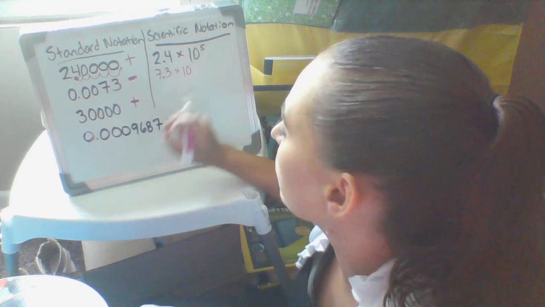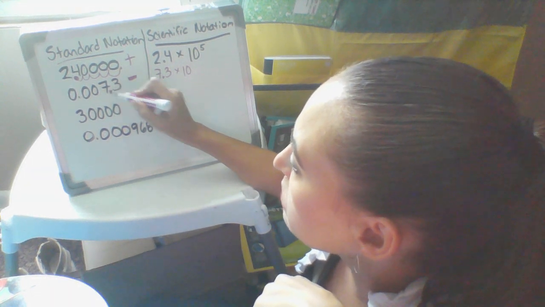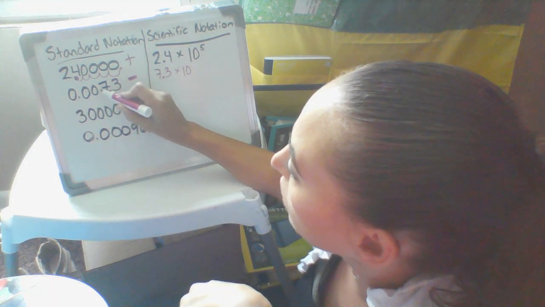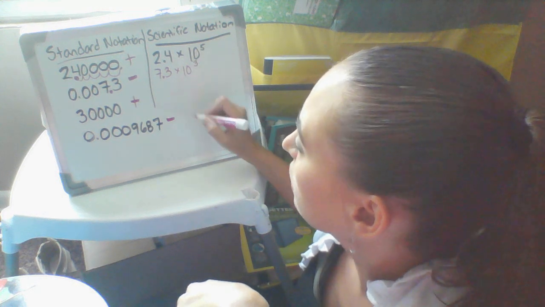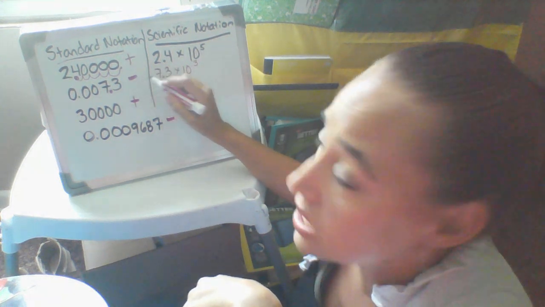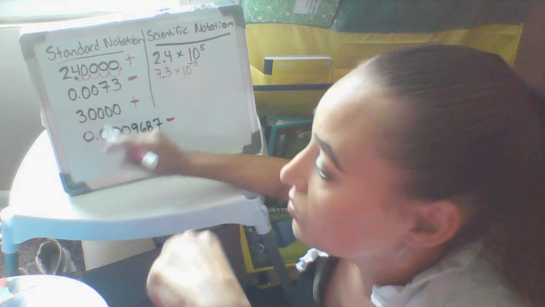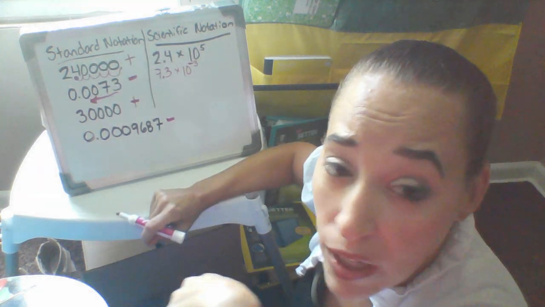I'm just going to erase that for you. Remember, if I put a decimal here, I need to get back to my original. So I'm going to move 1, 2, 3. So I'm moving 3. We already decided it was negative. It's a small number, so it's negative, and you move to the left.